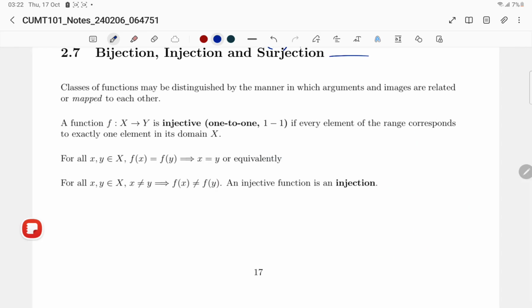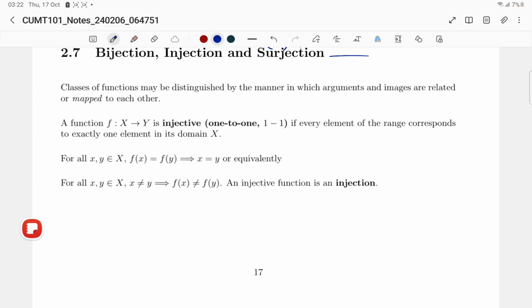Just on functions, let's now talk about bijection, injection, and surjection. The classes of functions may be distinguished by the manner in which arguments and images are related or mapped to each other. A function f which maps x to y is injective, one-to-one, if every element of the range corresponds to exactly one element in its domain x. So every element of the range corresponds to exactly one element of the domain.